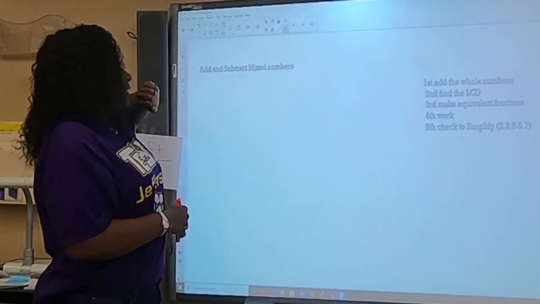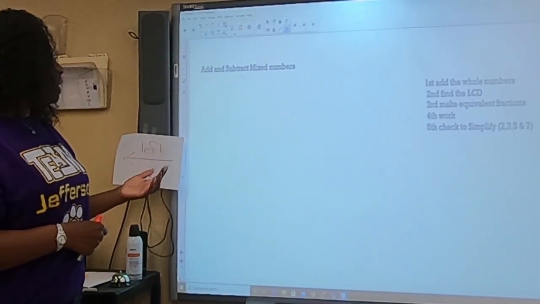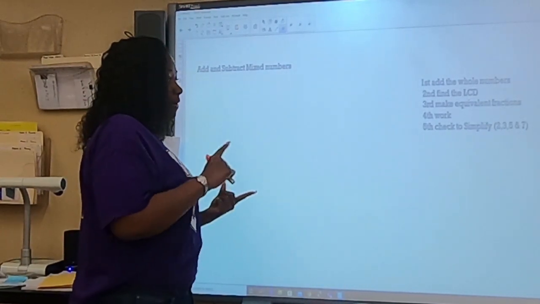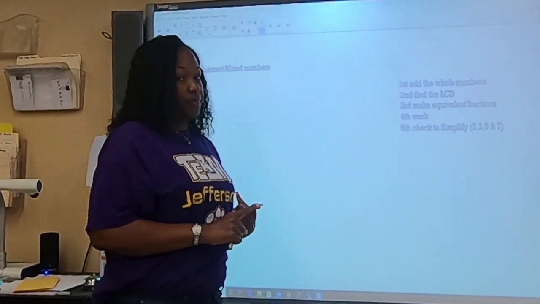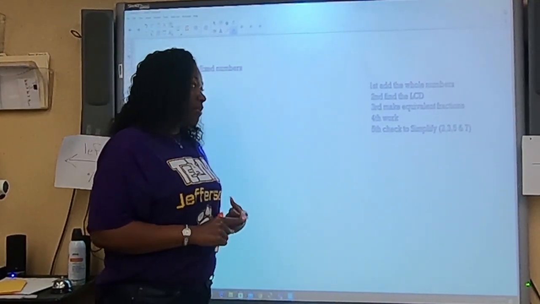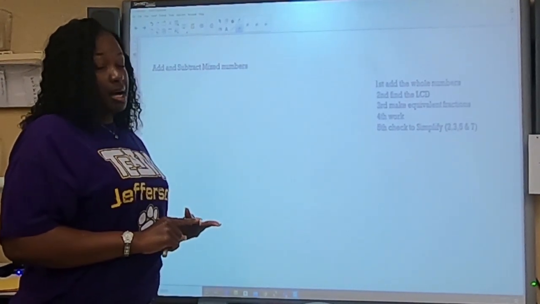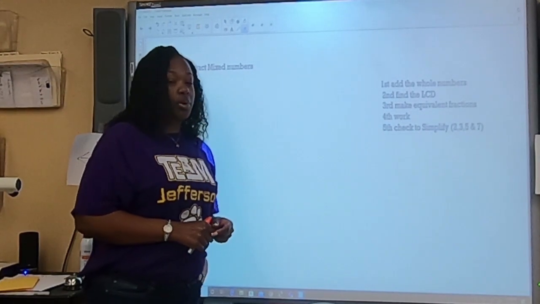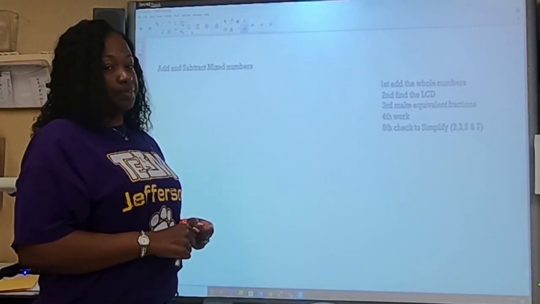Let's get into the lesson. We're going to start with our steps. In order to add and subtract mixed numbers, we want to follow 5 steps. My first step is going to be, I'm going to add my whole numbers first. Once I get rid of my whole numbers, I'm going to find the LCD, which we learned yesterday was the least common denominator. Then we're going to make equivalent fractions. We're going to work, and we're going to check to simplify using 2, 3, 5, and 7.